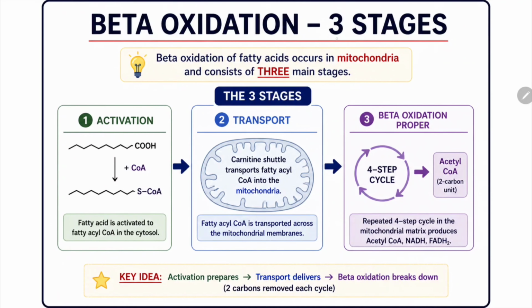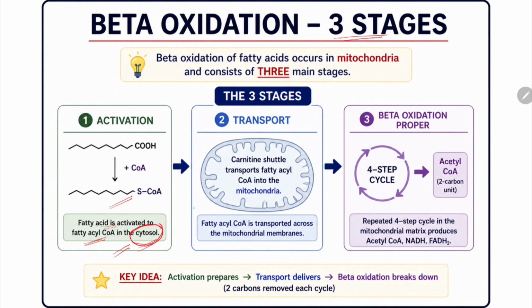Next, beta oxidation mainly occurs in 3 stages. First stage is the activation, where the fatty acid is activated to form fatty acyl-CoA. And this activation occurs in the cytoplasm. Remember that the activation process of the fatty acid occurs in the cytoplasm.